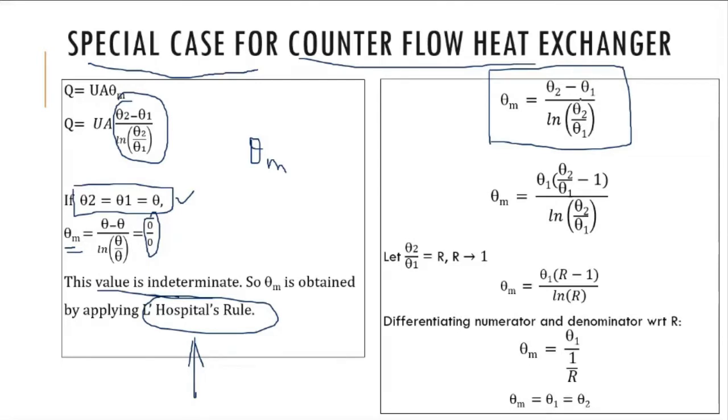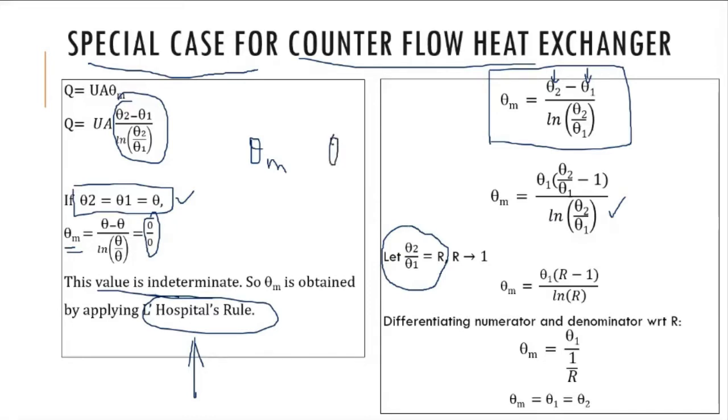What we can do, we can take theta 1 common in the expression. On the numerator side, take theta 1 outside. So if I am taking this theta 1 outside, this term is going to become theta 2 by theta 1, and this term is going to become 1. So we get theta 1 times theta 2 by theta 1 minus 1, whole divided by ln theta 2 by theta 1. We are going to make one substitution. The substitution is theta 2 by theta 1 equal to r.